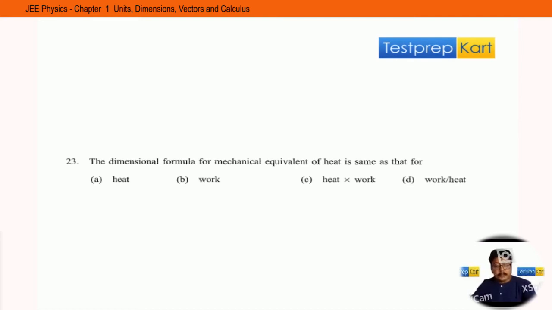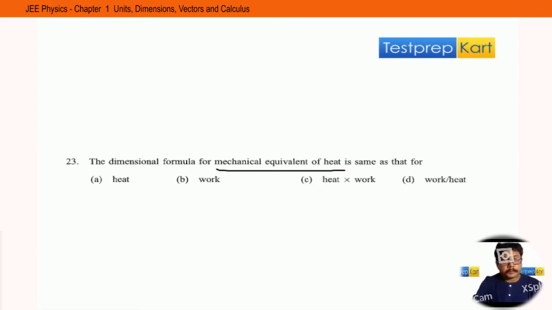Now, we are coming to another question. The question is, the dimensional formula for mechanical equivalent of heat is same as that for. So, what will be the correct answer? This mechanical equivalent of heat, what is the dimensional formula? What is the dimensional formula of mechanical equivalent heat? Each and every point you should learn it in that way.